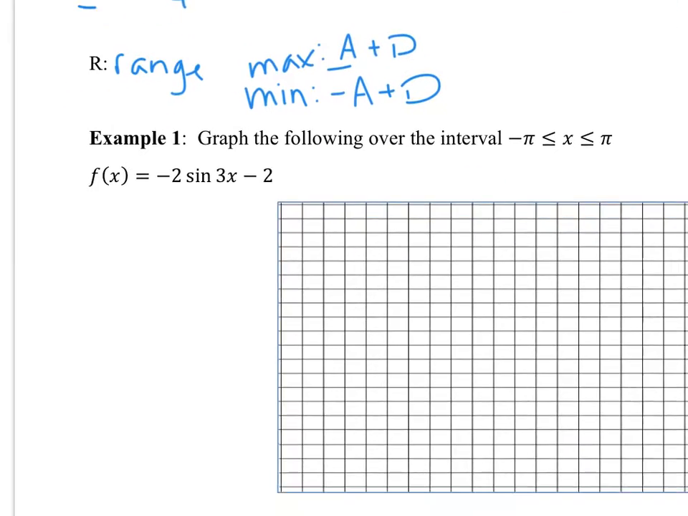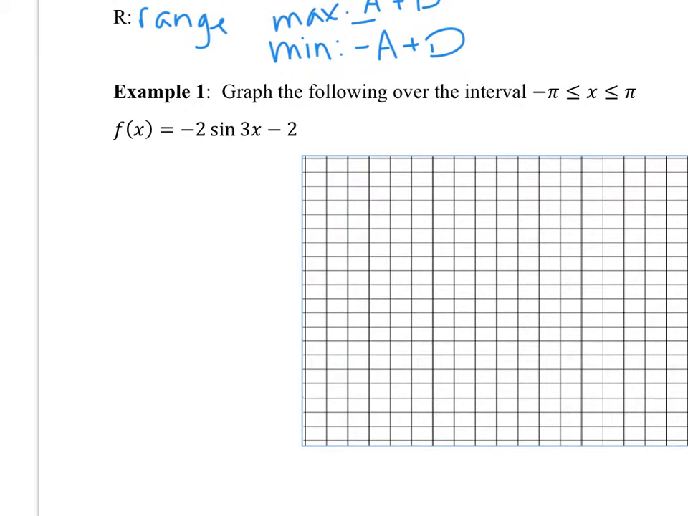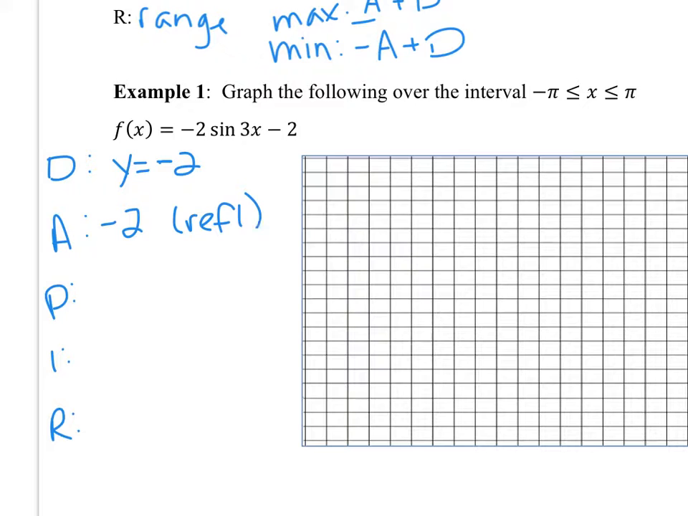If you want to be technical, this one's always positive, that one's always negative, no matter what A is. All right, so let's get all dapper. D, A, P, I. D, midline, y equals -2. So it's going to be low, this graph. It also helps us figure out where to put it on the graph. A is -2. So that means that there's been a reflection. It's sine, so you know it's starting at the midline and going down.